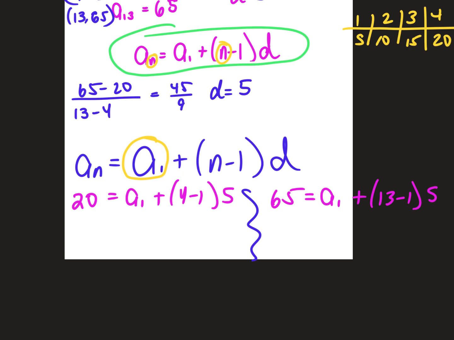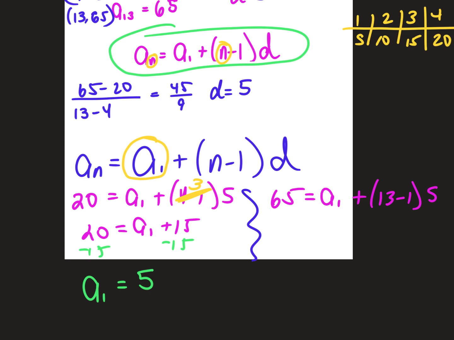What is 4 minus 1? 3, and 3 times 5 is, right? And then how would I solve this? I'm going to subtract 15 from both sides, so I get that my first term equals how much? 5.